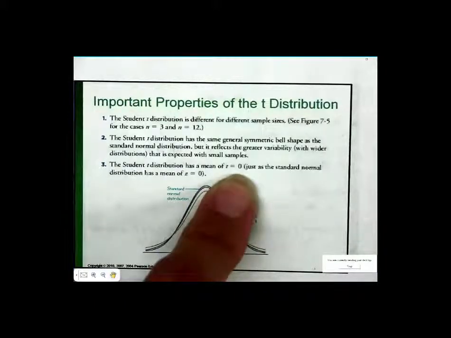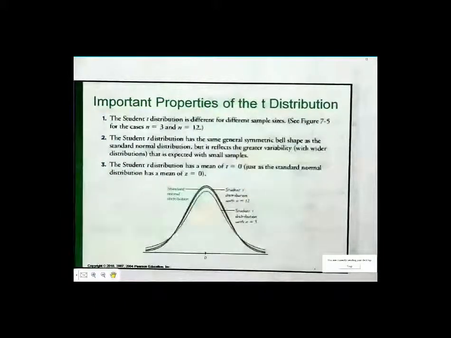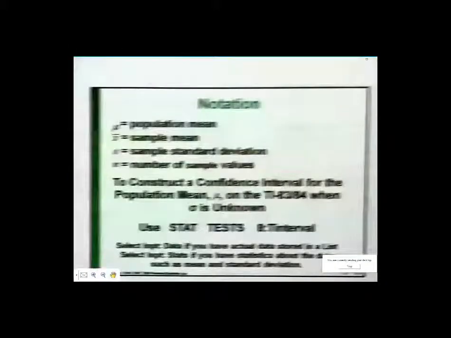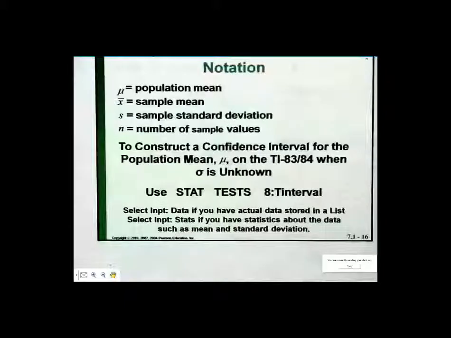All right. Same notation: mu for the population mean, x bar for the sample mean, n for the number of samples, s for the sample standard deviation. Sometimes you'll be told, hey, I'm giving you s. Sometimes you'll be told, hey, I'm giving you sigma. But most of the time, you're going to have to read the problem carefully to know whether you're being given s or sigma.